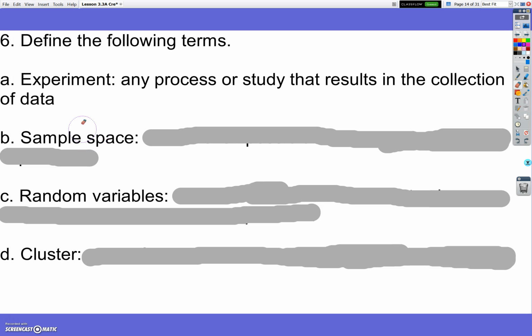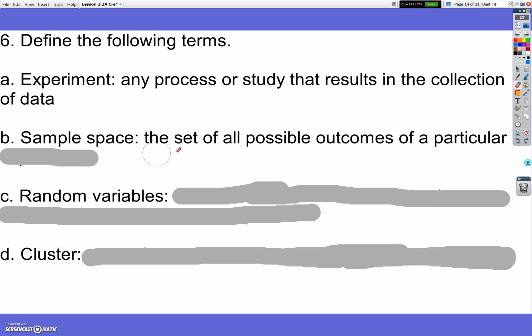Now the sample, and please write these down, so if I'm going too fast, please feel free to pause. A sample space is the set of all possible outcomes of a particular experiment. So the sample space is, if you collect your data, what are all the possible answers that you could have gotten? That is what a sample space is.